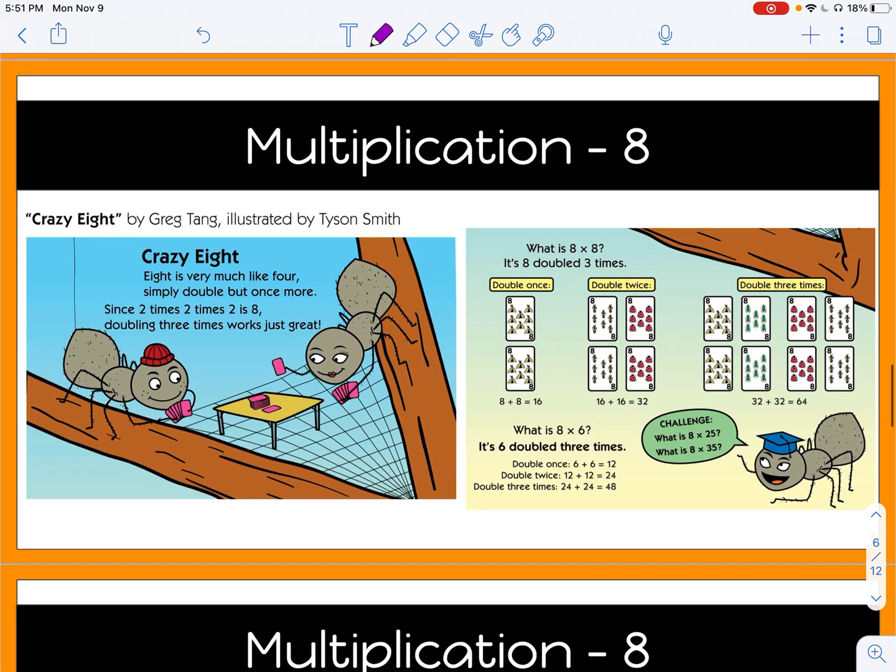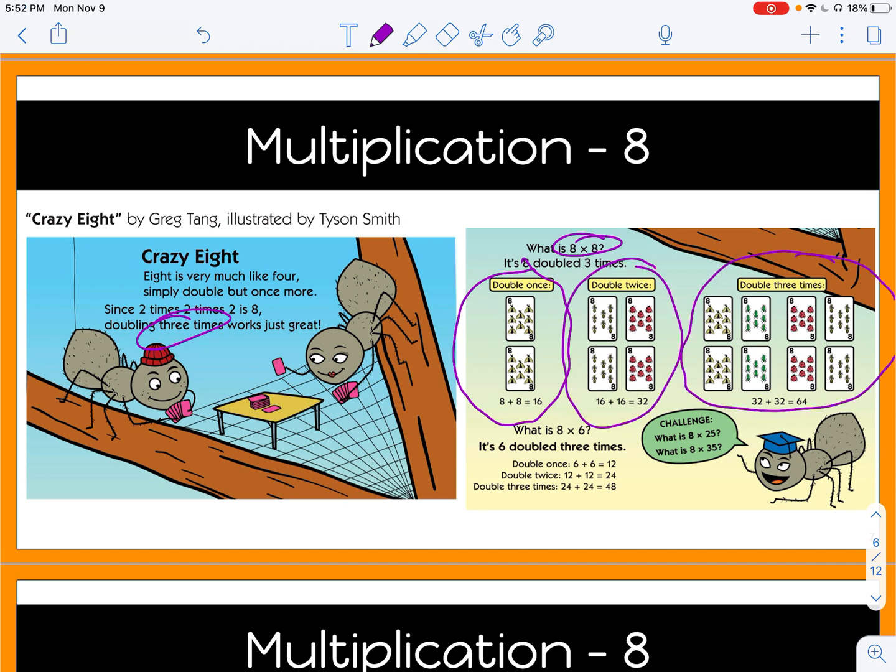So, some other ways to think about 8 is crazy 8. 8 is very much like 4, simply double once more, since 2 times 2 times 2 is 8. Doubling 3 times works just great. So if you're doing 8 times 8, it's doubling 8 3 times. Doubling once, doubling twice, doubling 3 times.